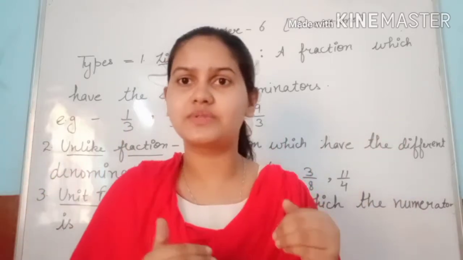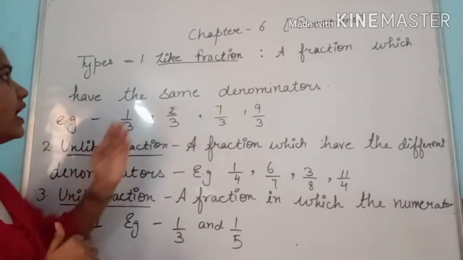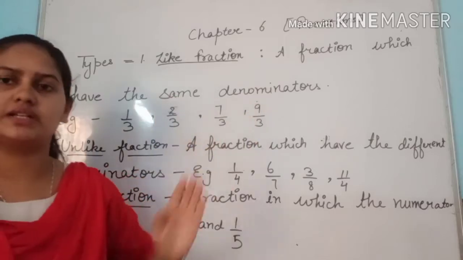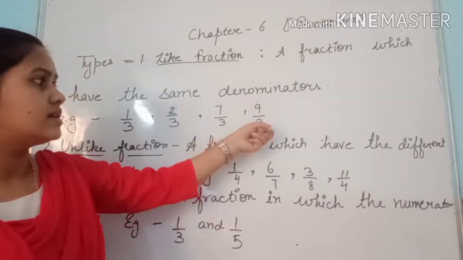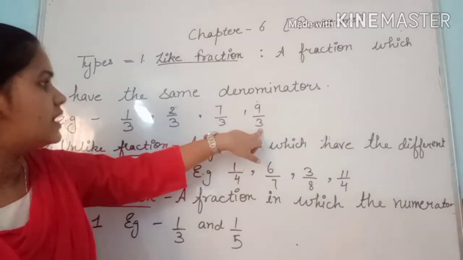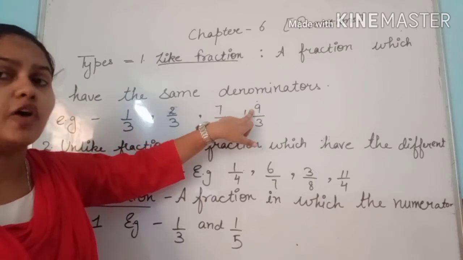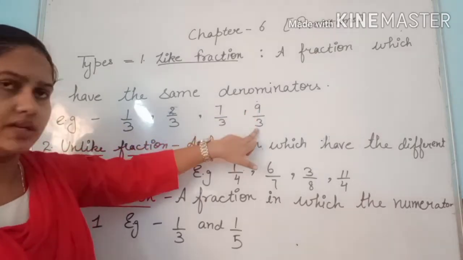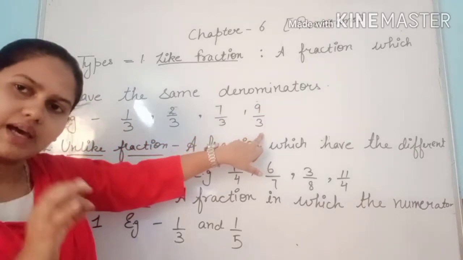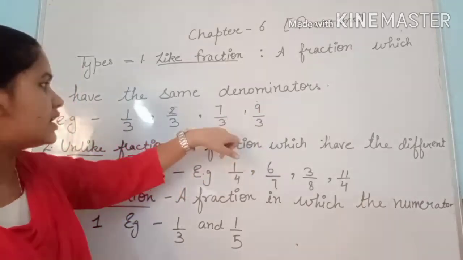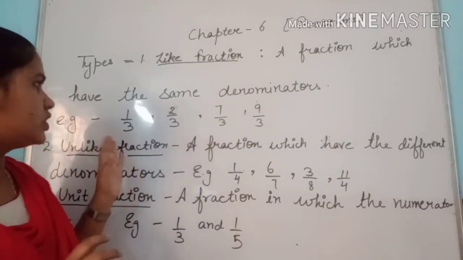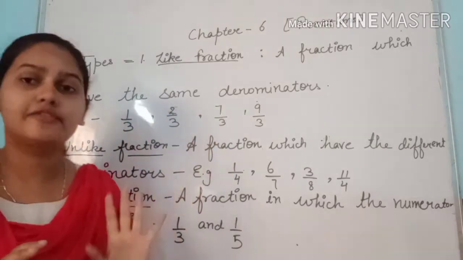So now we are going to discuss how the whole is divided into parts and how we read and write it in their types. The first one you can see I have written is like fractions. Like fractions are fractions which have the same denominators, which means the lower one is the denominator and the upper one is the numerator. And how we read it as 9 by 3 and how we write it, 9 thirds. And here you can see these have the same denominators. So that's why it's called like fraction.